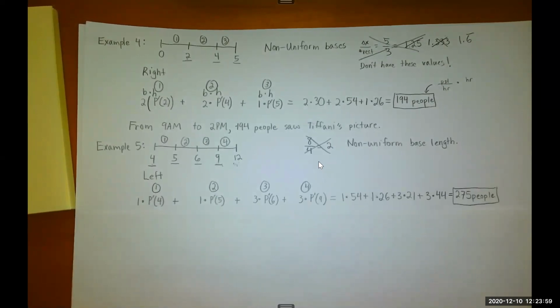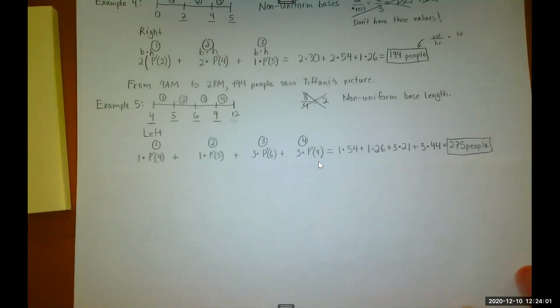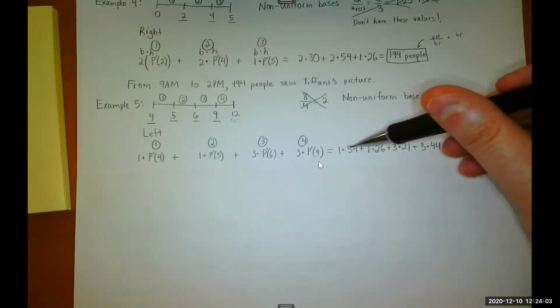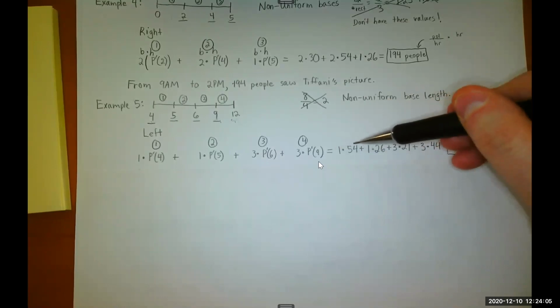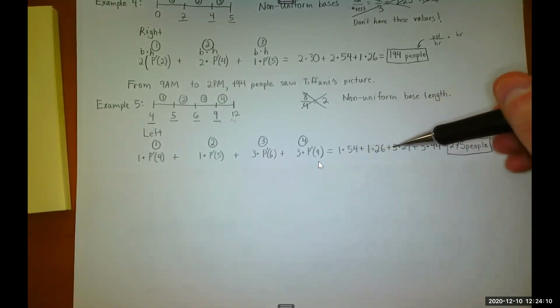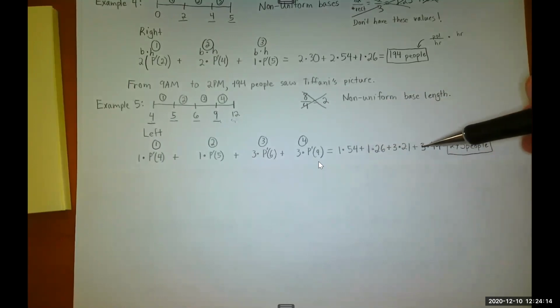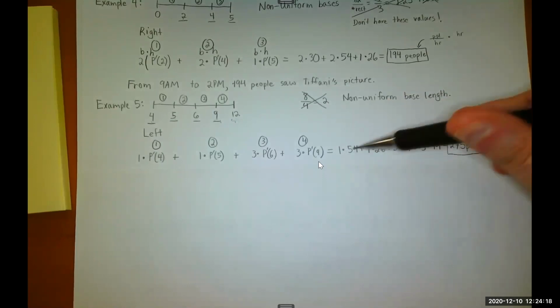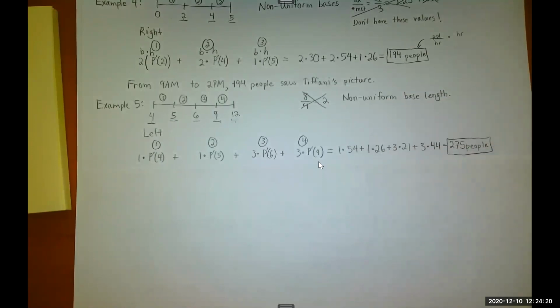So taking a look then at the table to get these values, the first rectangle is going to be 1 base, height 54, plus 1 base, height 26. Third rectangle, base 3, height 21. Fourth rectangle, base 3, height 44. Multiply, combine, we get 275 people.